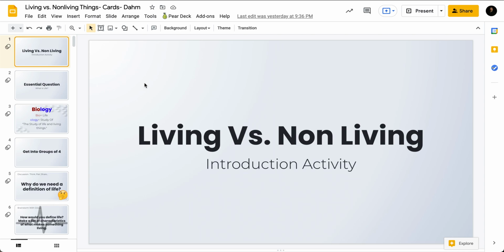Class, we spent some time talking about living versus non-living things. What we're really doing is setting up where we're going and what we're going to do in biology for this year, as we explore what biology is.